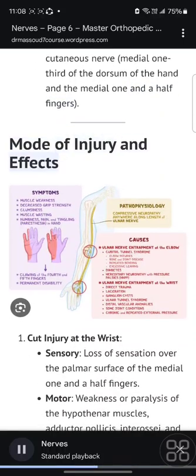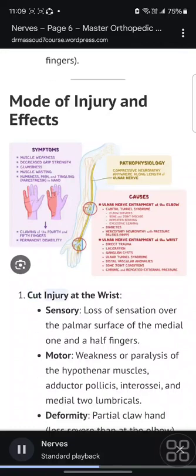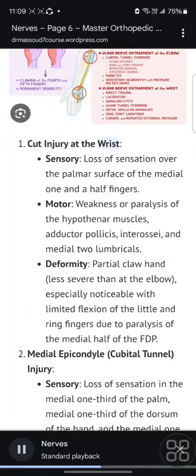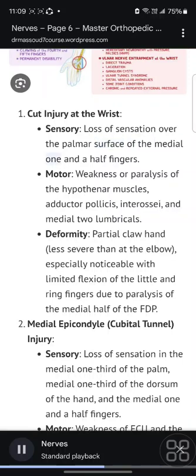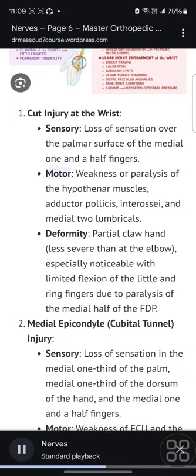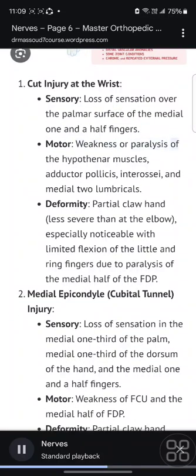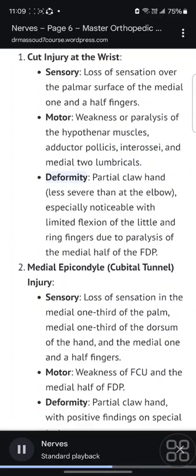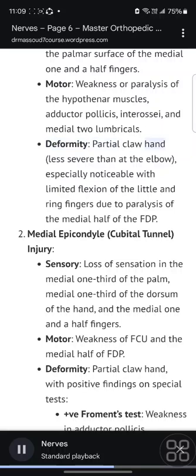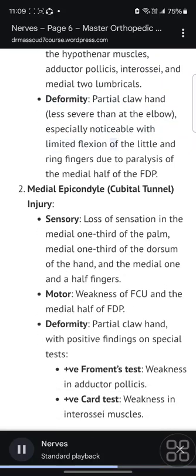Mode of injury and effects. 1. Cut injury at the wrist. Sensory: loss of sensation over the palmar surface of the medial 1½ fingers. Motor: weakness or paralysis of the hypothenar muscles, adductor pollicis, interossae, and medial 2 lumbricals. Deformity: partial claw hand, less severe than at the elbow, especially noticeable with limited flexion of the little and ring fingers due to paralysis of the medial half of the FDP.